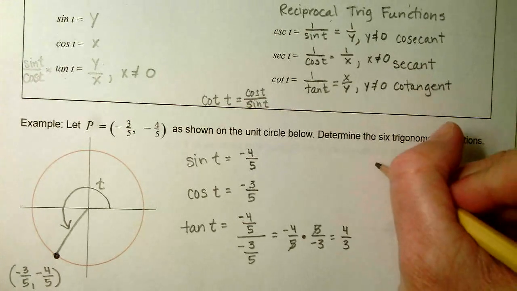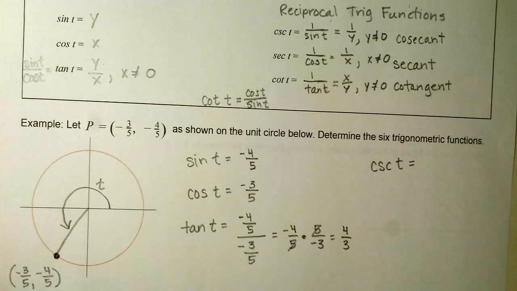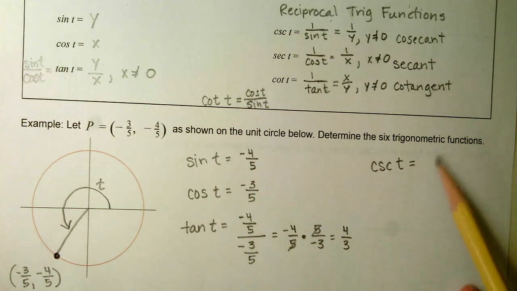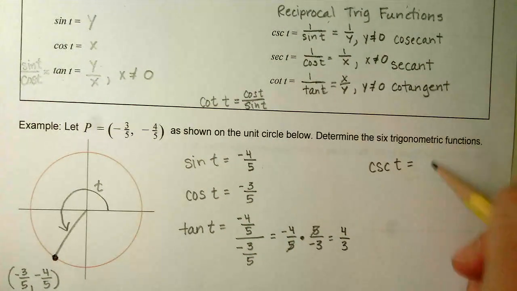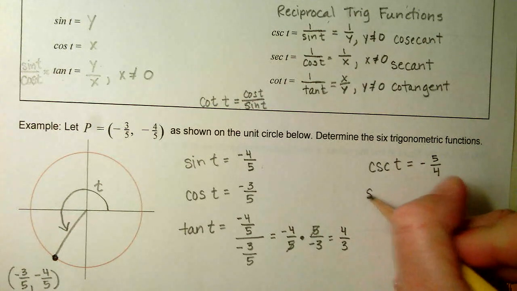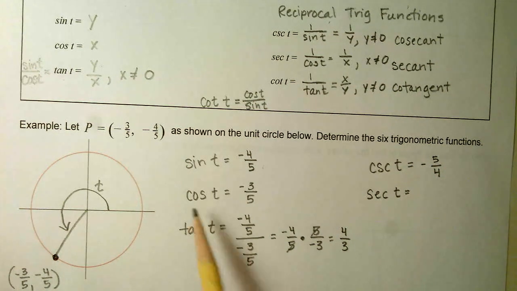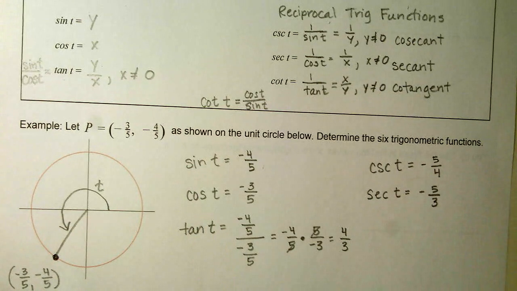Okay, next, we need to find the cosecant of t. But the cosecant of t is the reciprocal, 1 over y. So I could write out 1 over y, or I could use the fact that with reciprocals, our shortcut is to switch our numerator and denominator. Similarly, our secant is the reciprocal function of our cosine. So we want to switch our numerator and our denominator.